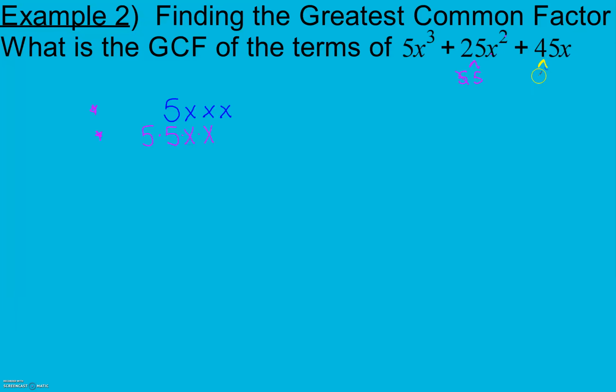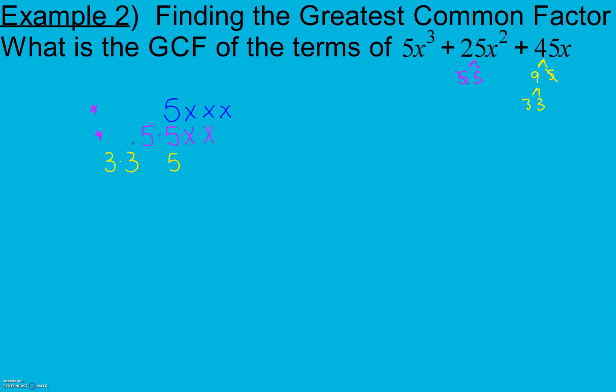Now 45 is 9 times 5, and 9 is 3 times 3. So a 5 I'm going to put in my 5 column, and again I'm going to start in the middle and work my way out. 3s I don't have columns for, so I'm going to make 3 columns.